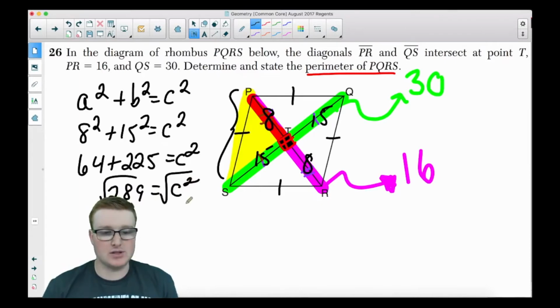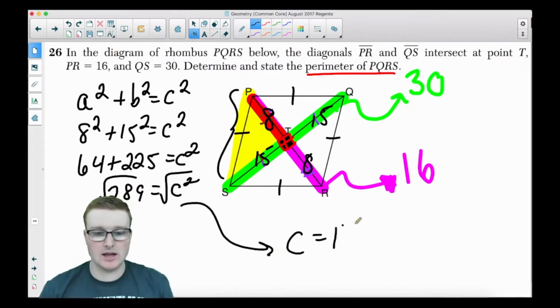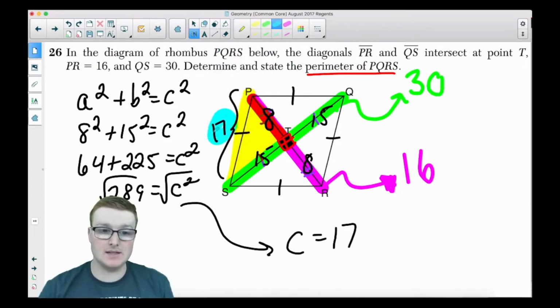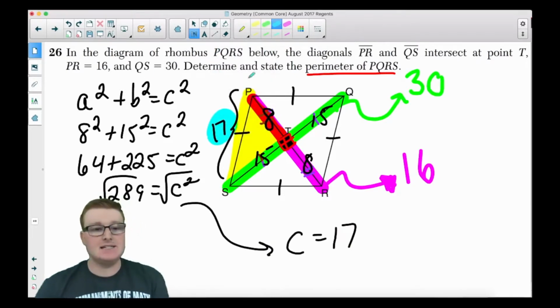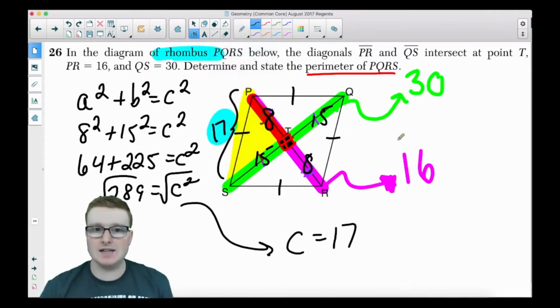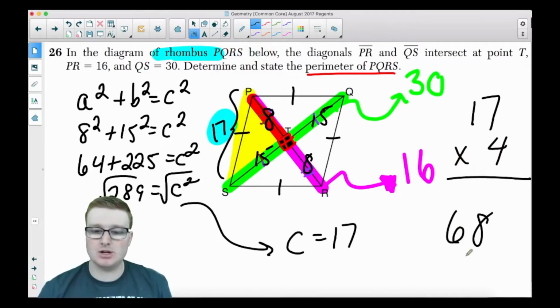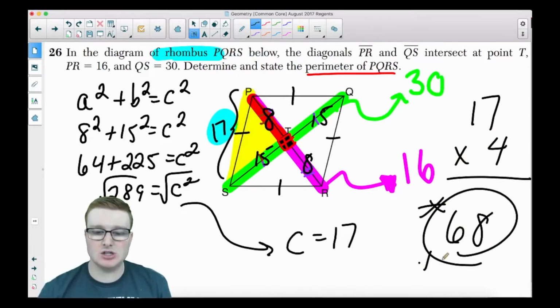Take the square root of both sides. We get that c is equal to 17. So this one side of the rhombus is equal to 17. Since they tell us that it's a rhombus, and a rhombus has 4 congruent sides, we just take 17 and multiply it by 4. Your perimeter is 68. This, ladies and gentlemen, is your answer.